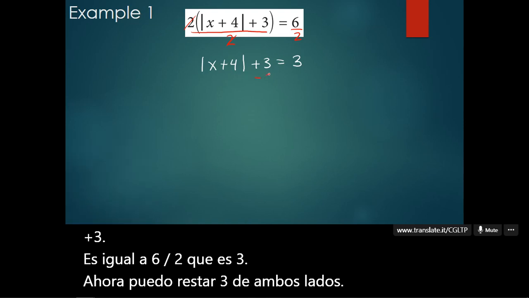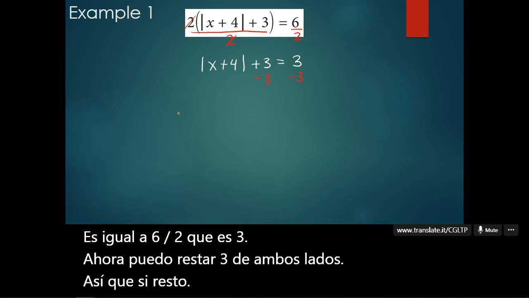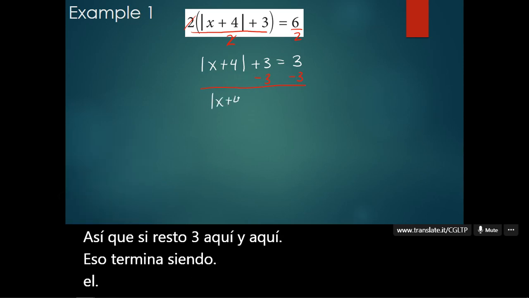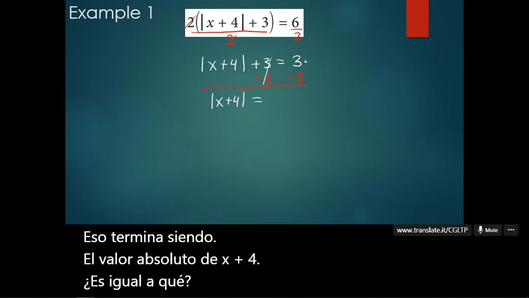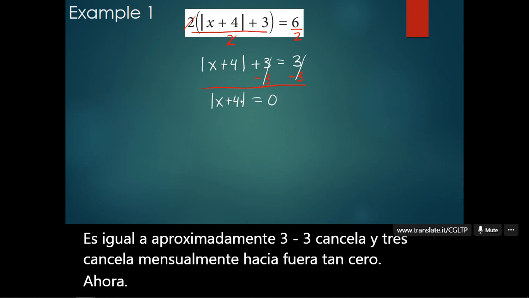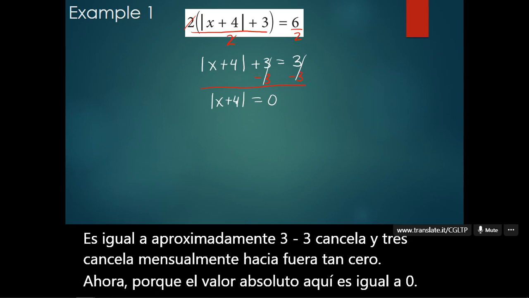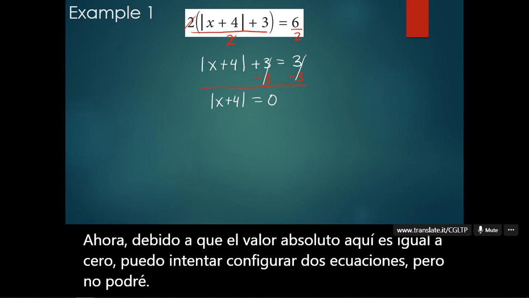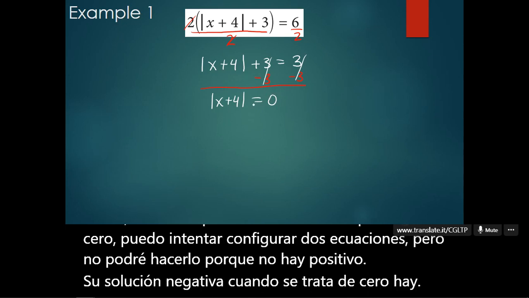So if I subtract the 3 here and here, that ends up being the absolute value of x plus 4 is equal to, well, 3 minus 3 cancels out, and 3 minus 3 cancels out, so 0. Now, because the absolute value here is equal to 0, I can try to set up two equations, but I won't be able to because there is no positive or negative solution when it comes to 0. There's only one solution.